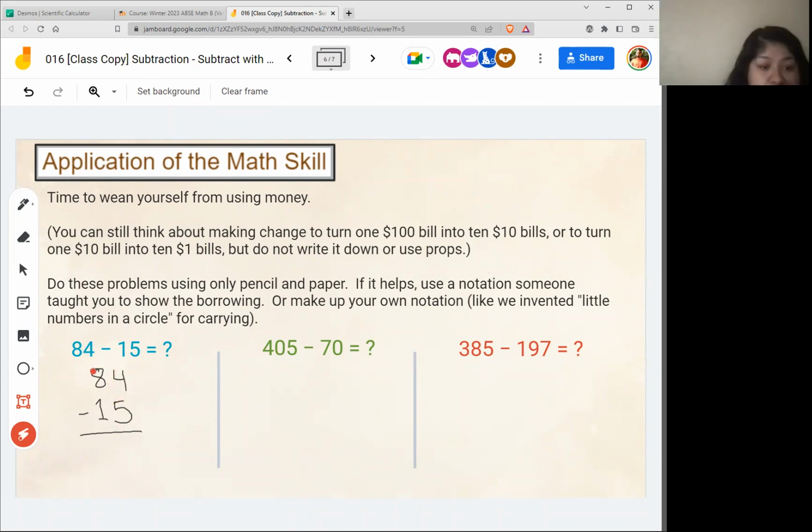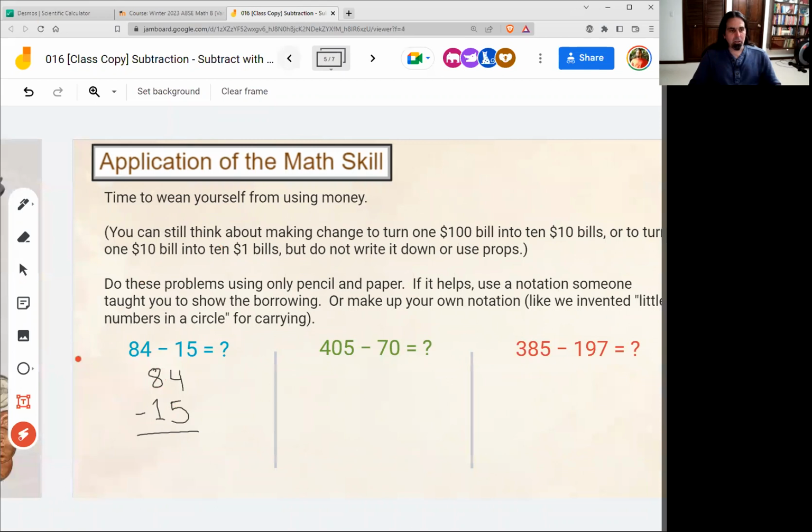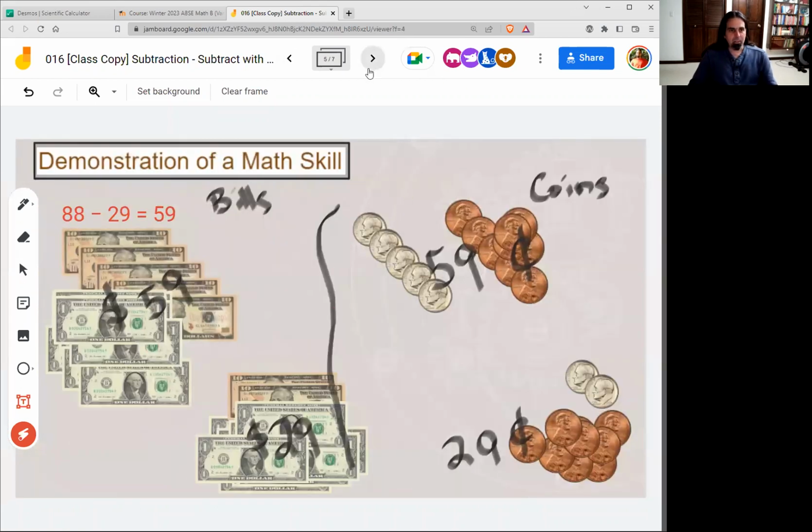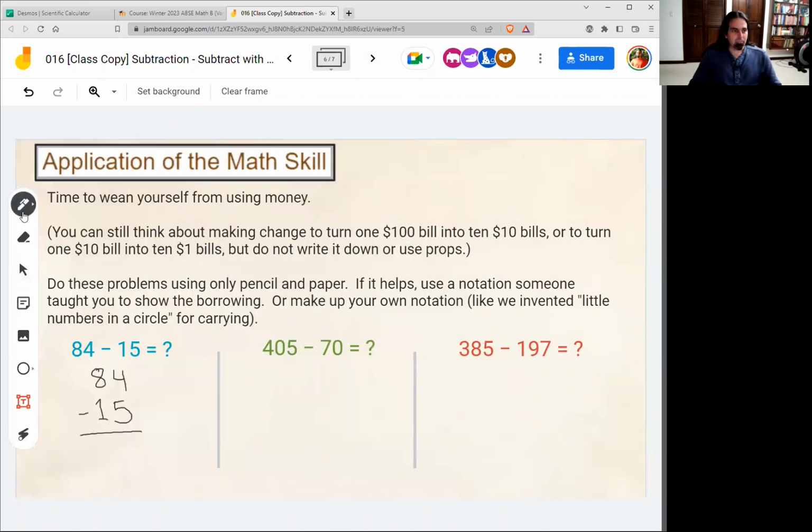You borrow from the 8? So I borrow from the 10. Yeah, if I had 80 and I take away one of those 10s, whether I think of it as a bill or a coin, then I have 7 of them left. So I'm going to change this into 70 and 14. But of course, we don't really write it like that. Does that make sense?